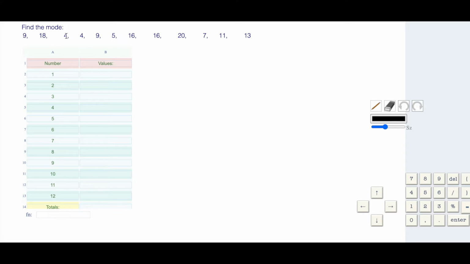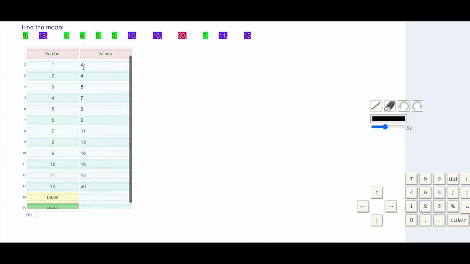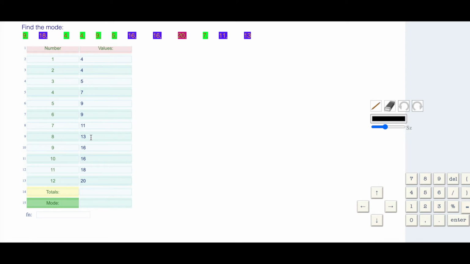Let's try one more. We have 4s, 5s, no 6s, a 7, a pair of 9s, 11, 13, a pair of 16s, 18, and a 20. I've got 2 4s, 2 9s, and 2 16s. If you happen to have one that had 3 of them, that would be your mode, right? So ones that are most frequent, tied for most frequent, are the 4s, the 9s, and the 16s. So I'm going to write 4, comma, 9, comma, 16.